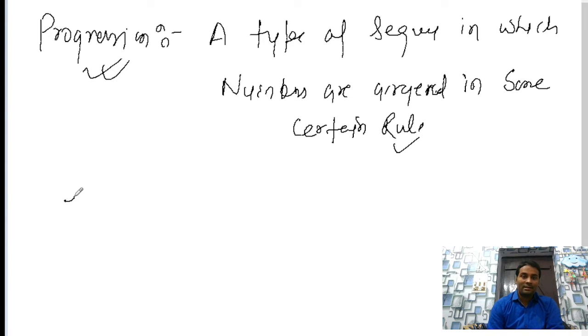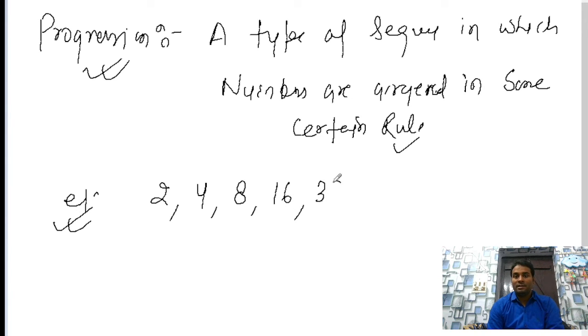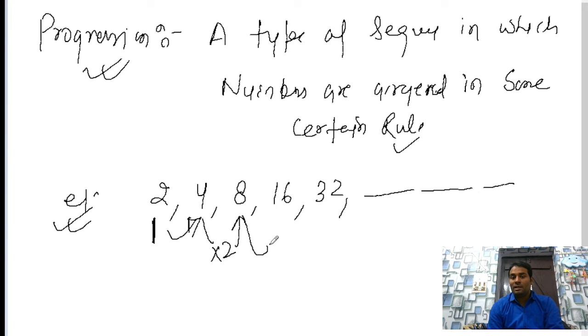Let me tell you by example: 2, 4, 8, 16, 32 and so on. Here you can see, if you multiply 2 by 2, then you get the next one, and again if you multiply 4 by 2, you get the next one. Again if you multiply 8 by 2, you get this one, and again by 2, you get this one. So these are called progressions.